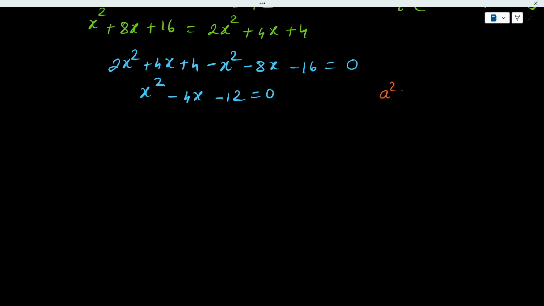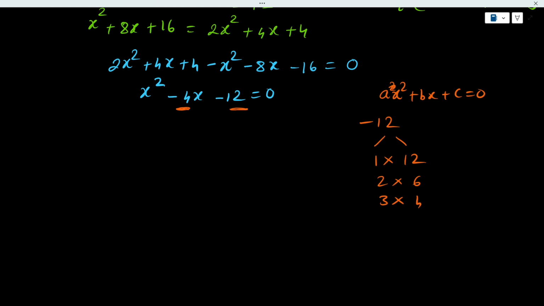So this is in the form of ax square plus bx plus c equals 0. You know that I have to get the two factors where the sum should be minus 4 and the product should be minus 12. So let us list factors of 12, right? It's 1 times 12, 2 times 6 and 3 times 4. Now which combination is going to give you here sum or difference as 4?